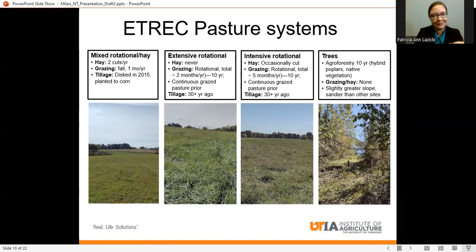For our extensive system, it's never mowed for hay, and the animals are cycled through paddocks all year. So they're on each about 2 months a year, whereas in the intensive, you've got animals on there for about 5 months a year. They're there during winter, and it's occasionally cut for hay. And then finally, we have an agroforestry site with trees and hybrid poplars and native vegetation in the understory and in the alleys, no grazing, never cut for hay. The only management is it's mowed periodically.